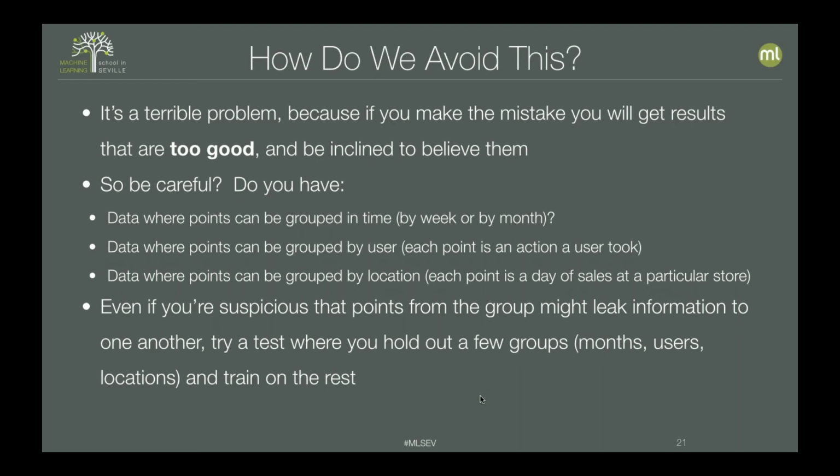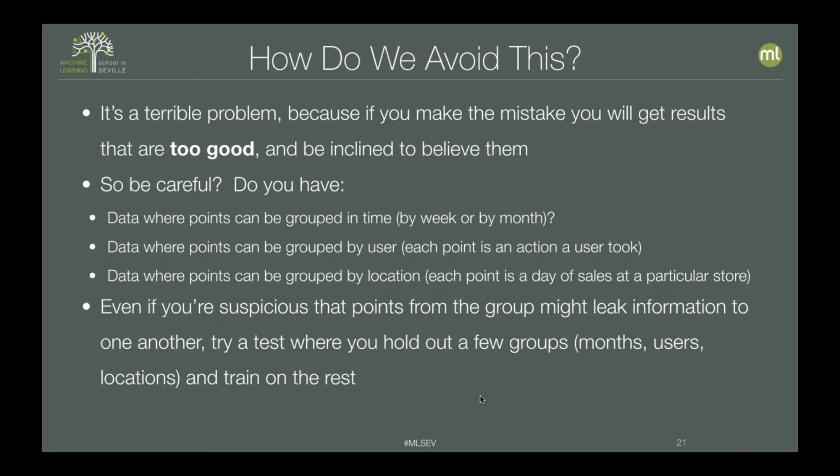And so the right thing to do to know what kind of performance you're going to have when you use this model on a new restaurant is to hold out all of the points generated by one of those restaurants and use the other 4 for training or something like that. You're trying to minimize the amount of information that one point has about another point in the same group.